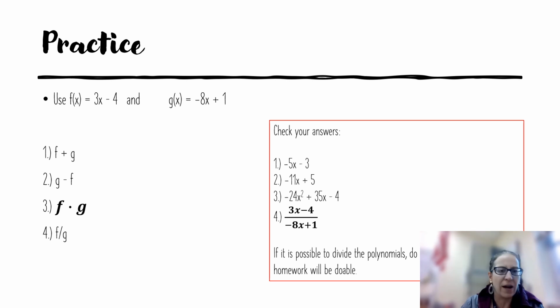So you would have 32x plus 3x, which is 35x. And then negative 4 times 1 is negative 4. So your answer there is negative 24x squared plus 35x minus 4.